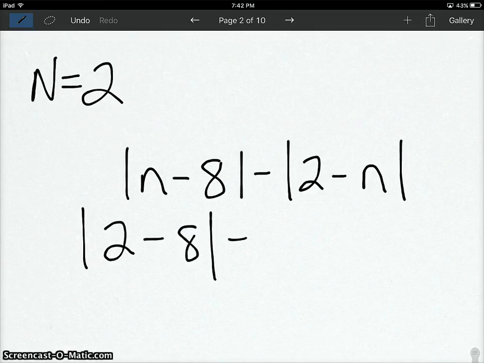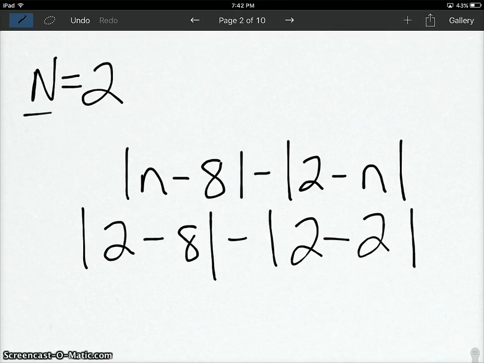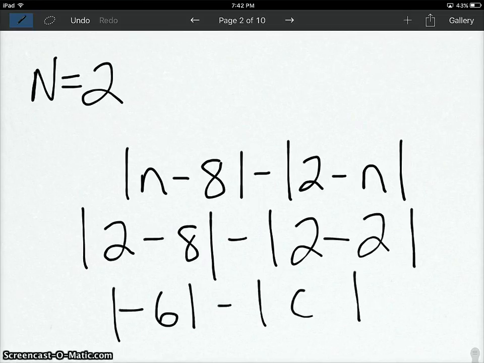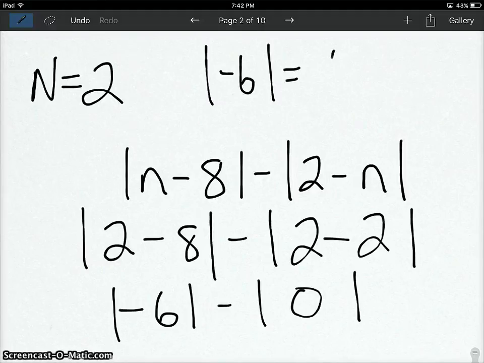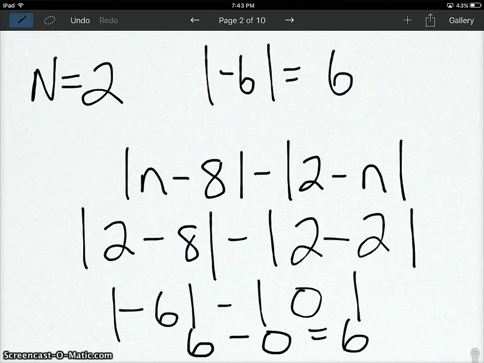Nothing changed with my subtraction sign, so I have the absolute value over here. I have 2 minus, and now where I see the n, I'm going to put a 2, because they told me n equals 2. So 2 minus 8 is going to give me a negative number. So I'm going to have the absolute value of -6, minus the absolute value of nothing, which is nothing. The absolute value of a negative number, as I just said, is always positive. So really what I have down here is 6 minus nothing, which is going to give me, obviously, 6.